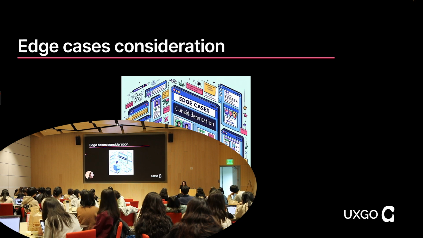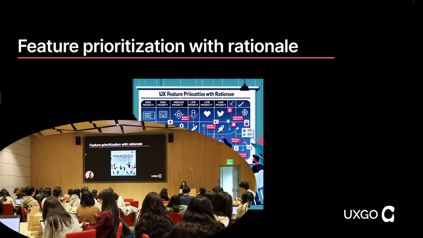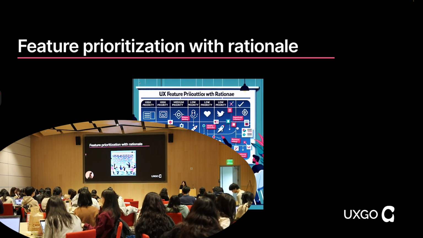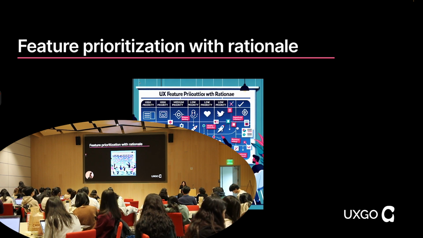So edge case consideration is the next big point. And then feature prioritization with rationale. This is a super important thing once you start working, and also when you are doing storytelling through your portfolio, you want to show it. I believe most of you have heard of the double diamond, right? We always do divergent and then convergent, divergent again, and then convergent. So for the convergent parts, usually we want you to show your feature prioritization with rationale.